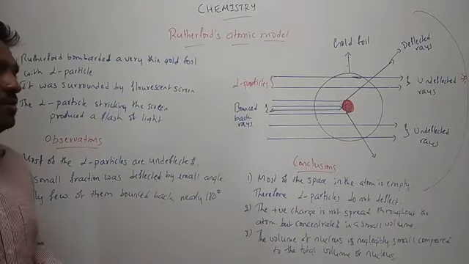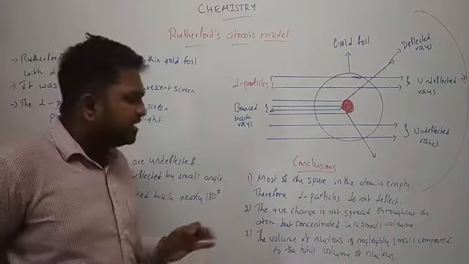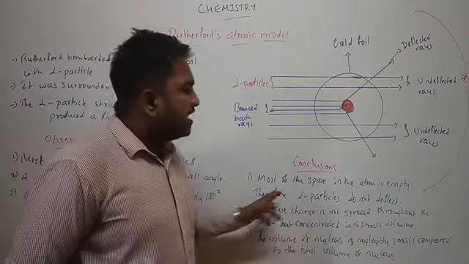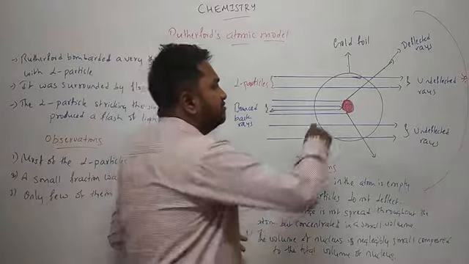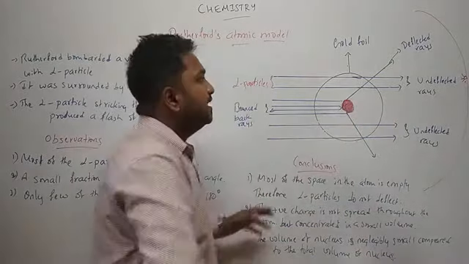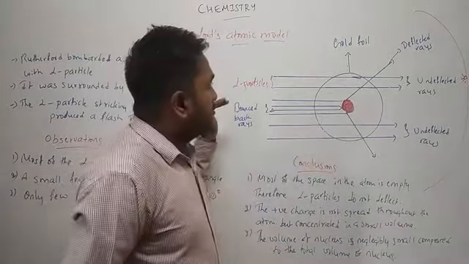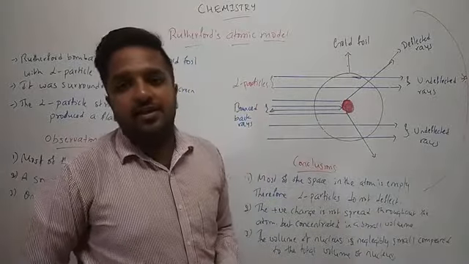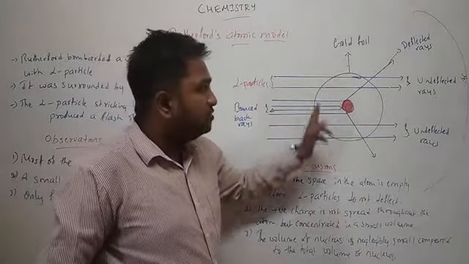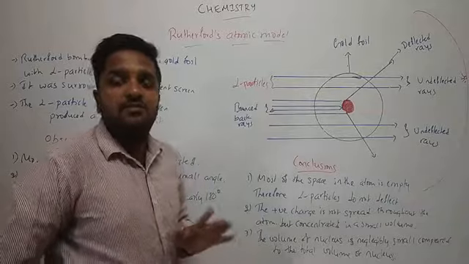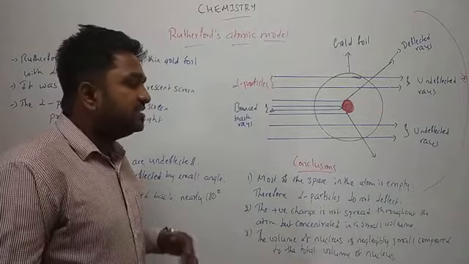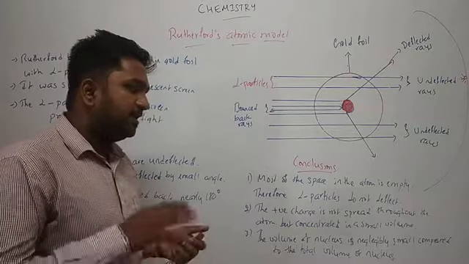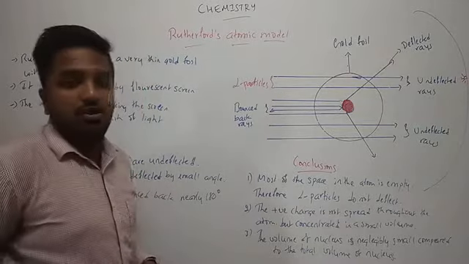So what we have concluded from this observation is that most of the space in the atom is empty. Because of that reason only, most of the alpha particles went undeflected, because there was a huge amount of empty space in them. Clear? This was the first observation. And the positive charge is not spread throughout the atom but concentrated in a very small volume.